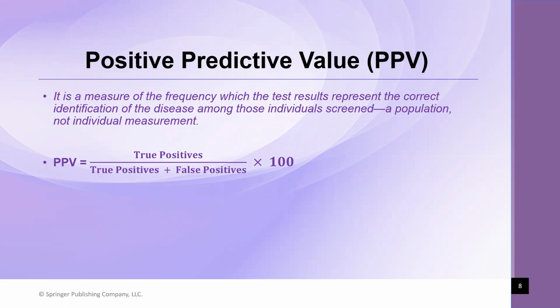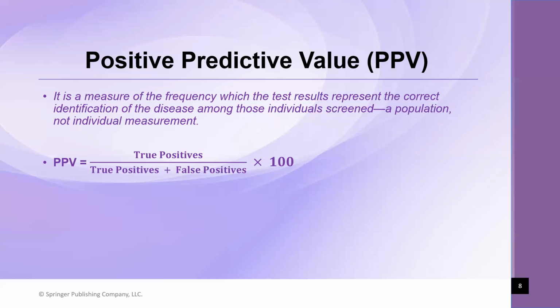When we're looking at the positive predictive value, we're looking at a component of sensitivity. Sensitivity measures whether a test is positive in an individual who actually has the disease, while the positive predictive value is a measure of the frequency with which the test results represented the correct identification of the disease among those individuals screened. It's a population screening measure, not an individual measurement.